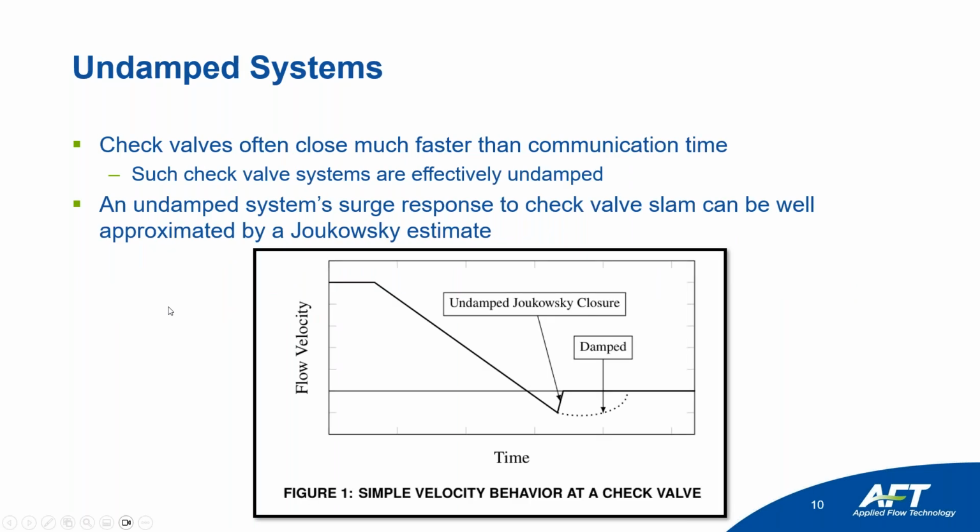There are a couple of different kinds of systems you might see, a damped or an undamped system. As I talked about communication time, if there is a check valve that takes longer than the communication time to close, that would be damped. And that essentially means that there's this complex relation between the check valve behavior and the whole system behavior. To model something like that, you need a relatively complicated model, and certainly a system-level simulation. Fortunately, most check valves close faster than that, and we would call that an undamped closure. And essentially what that allows us to do is use the Joukowsky kind of approach to approximate the behavior pretty well.